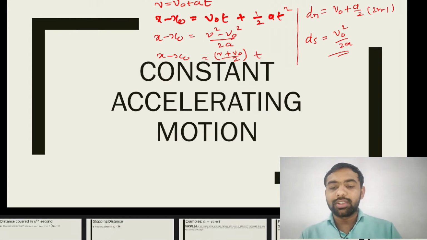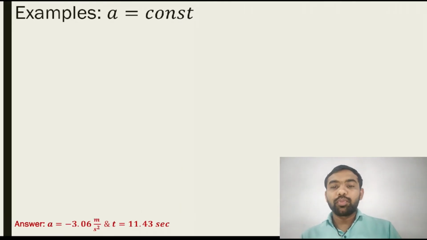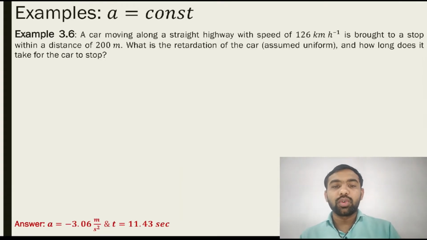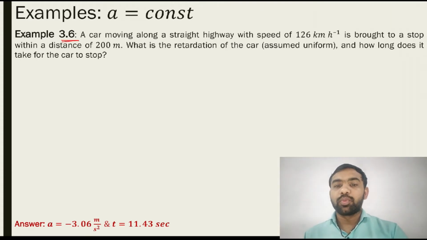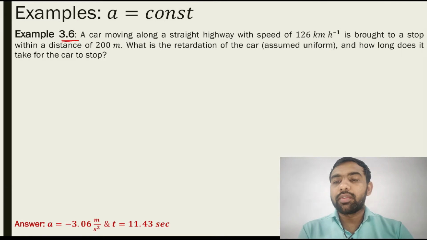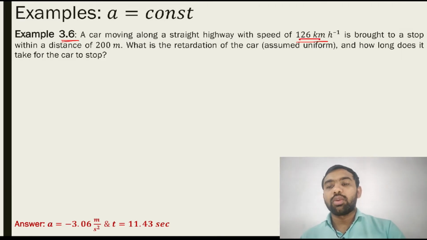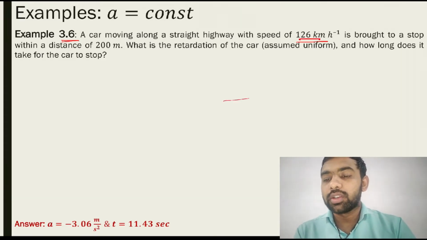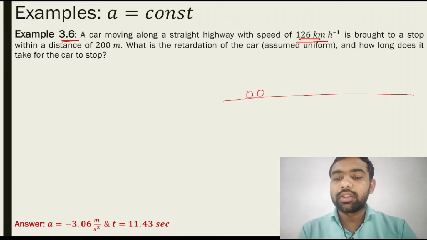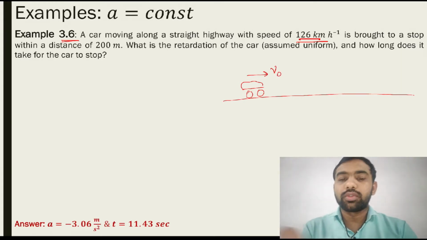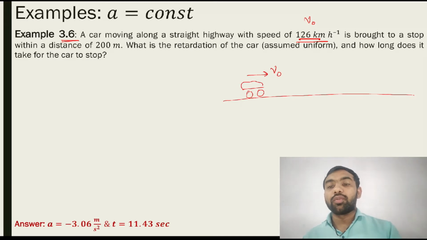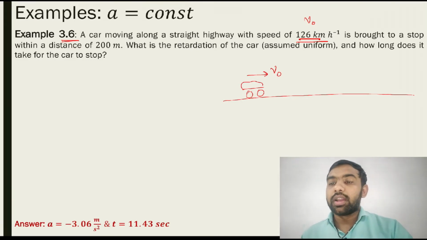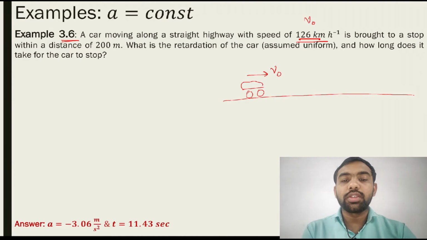Let's start with the first example, based on a is equal to constant. Example number 3.6 from the textbook. A car is moving along a straight highway with a speed of 126 km per hour. Let's consider that this is a straight highway and the car is somewhere here. Now it is moving with the initial velocity v0. So what is v0? v0 is equal to 126 km per hour. v0 means initial velocity. And it is about to stop within a distance of 200 meter.